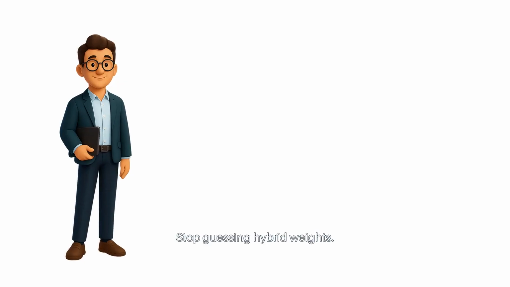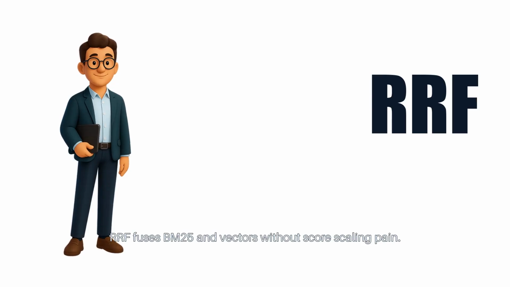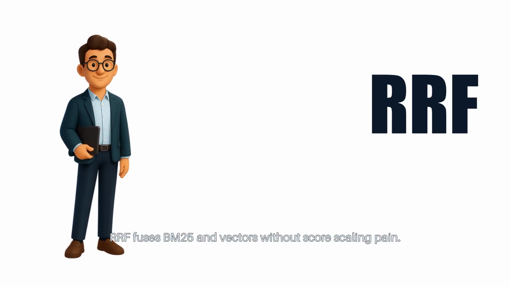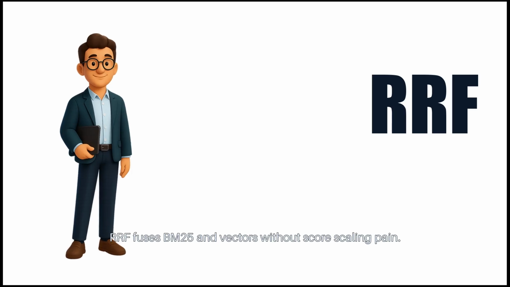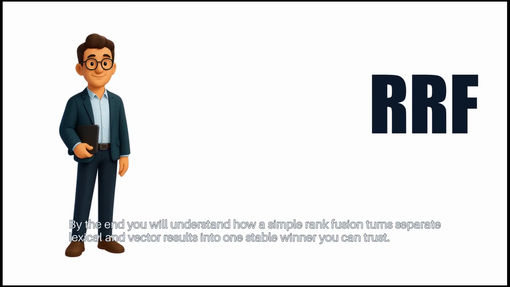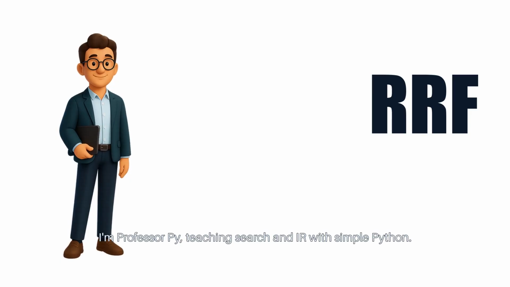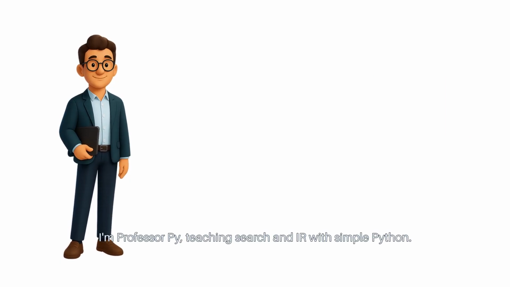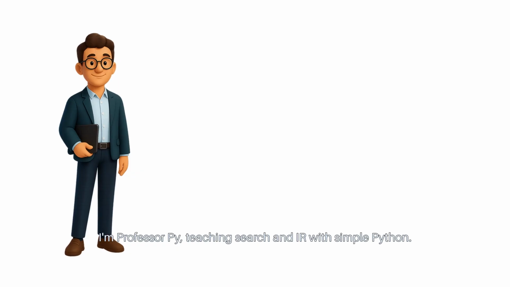Stop guessing hybrid weights. RRF fuses BM25 and vectors without score scaling pain. By the end, you will understand how a simple rank fusion turns separate lexical and vector results into one stable winner you can trust. I'm Professor Pi, teaching search and IR with simple Python.